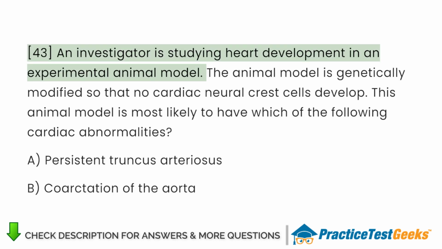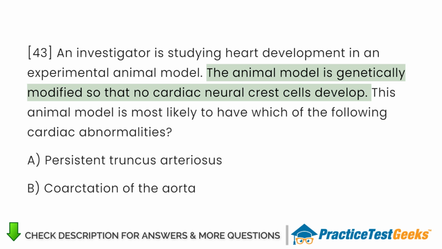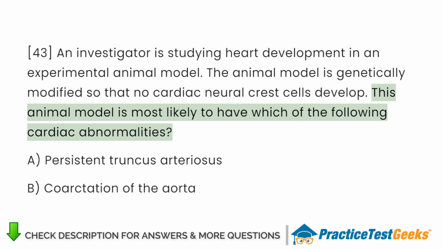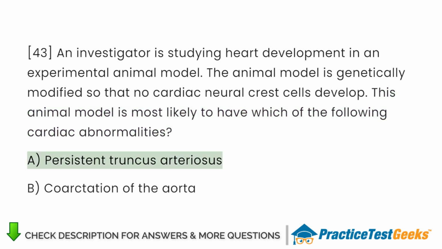An investigator is studying heart development in an experimental animal model. The animal model is genetically modified so that no cardiac neural crest cells develop. This animal model is most likely to have which of the following cardiac abnormalities? A. Persistent truncus arteriosus. B. Coarctation of the aorta.